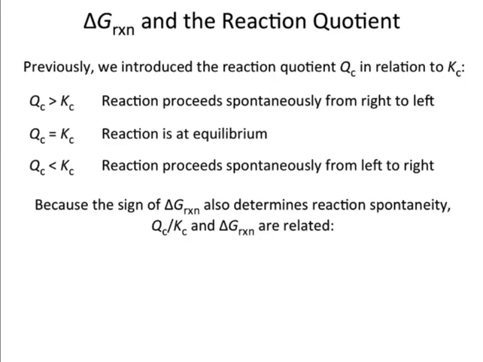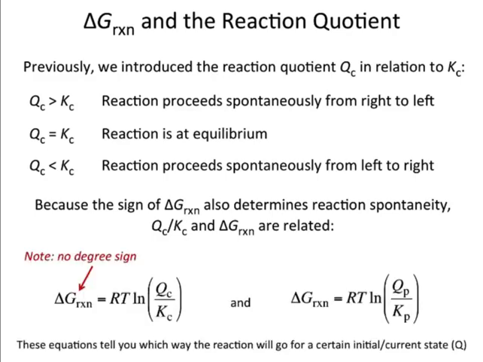Now, delta G, which we talked about in the previous video, also tells you about reaction spontaneity. So the ratio of Q over K and delta G need to be related. And they are, and I'll spare you the derivation. Here are the equations that do so. I do want to point out that there's no degree sign down here, and we'll talk about why that's important in a minute.